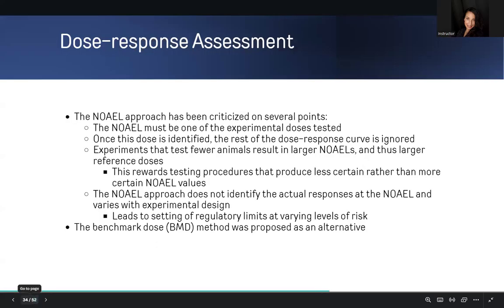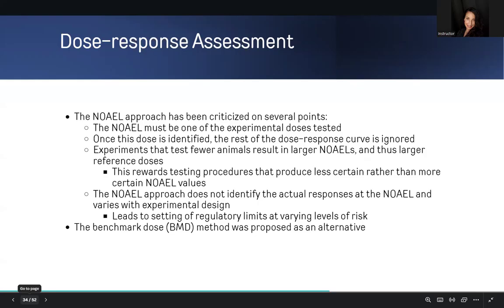The NOAEL approach has been criticized on several points, including the following. Number one, the NOAEL must, by definition, be one of the experimental doses tested. Two, once this dose is identified, the rest of the dose response curve is ignored. Three, experiments that test fewer animals result in larger NOAELs and thus larger reference doses, rewarding testing procedures that produce less certain rather than more certain NOAEL values.